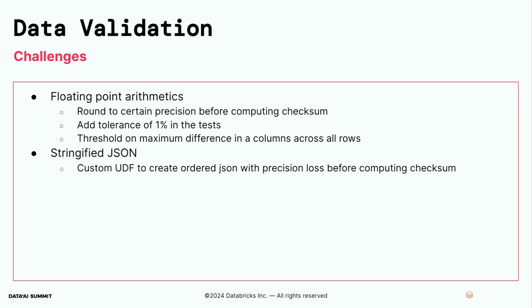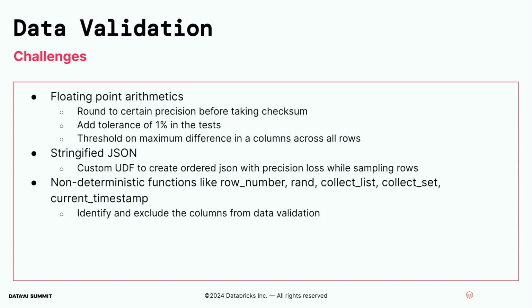Another issue that we faced was stringified JSONs being stored in string columns. And to solve this, we wrote a custom UDF which was applied to all the string columns before computing the checksum, which basically created an ordered JSON out of the string column. There were also non-deterministic functions like collect list, collect set, or random row number, these kind of functions which caused data validation failures. We simply had to identify such columns and exclude them from data validation because it doesn't make sense to compare them.